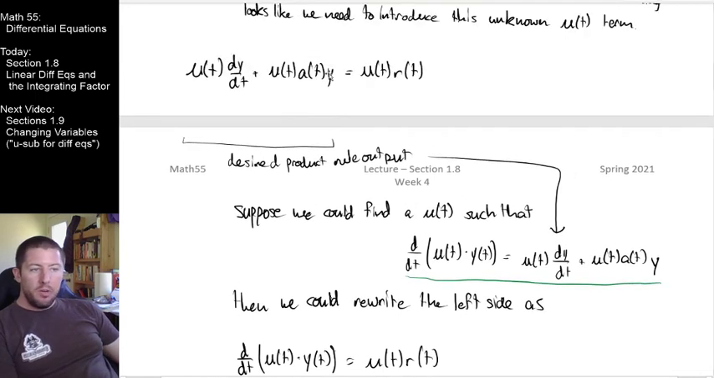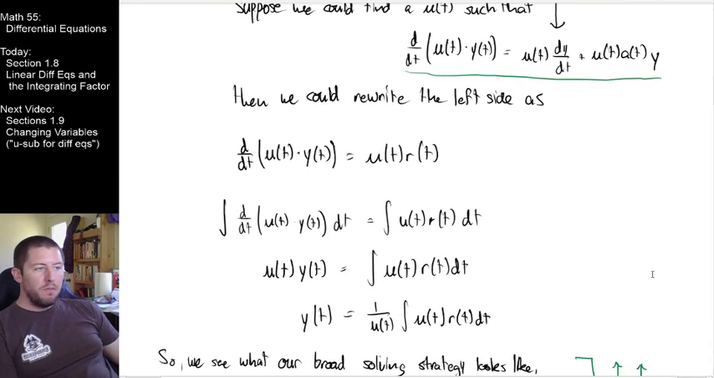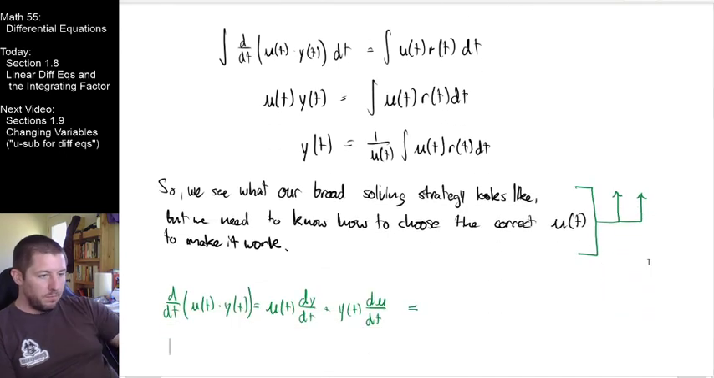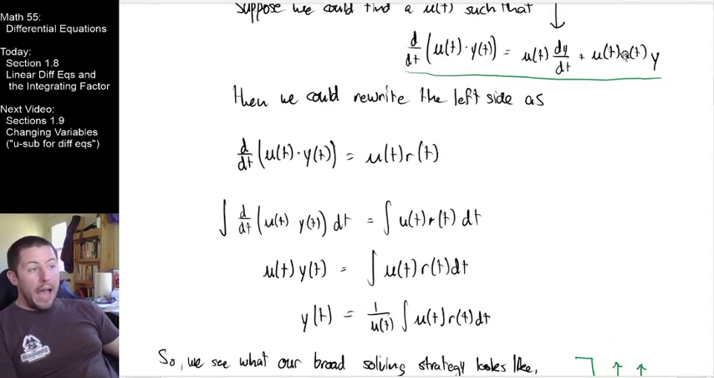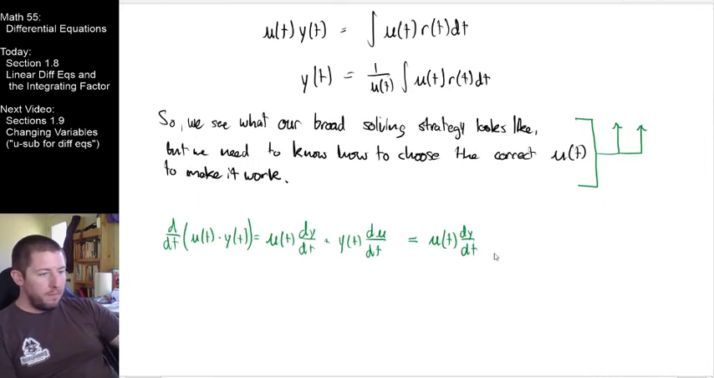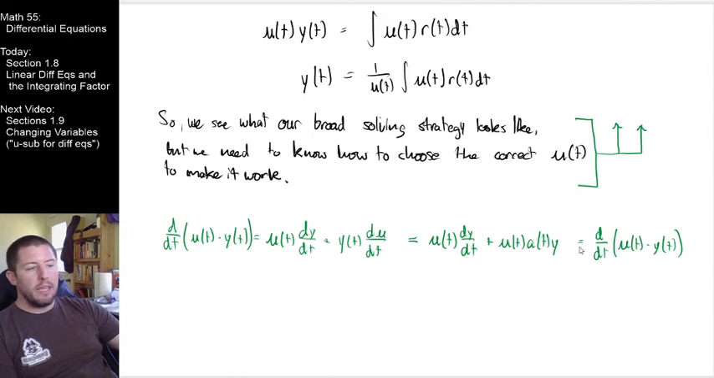What also has to be true is if this really is going to be the product rule, then it needs to be from the derivative of the product. This is what we're actually getting out on the left-hand side. Mu of t dy dt needs to be adding mu of t a of t y. And again, this came from what we need this to work out as, relative to the structure of the differential equation that we've originally been given, right?